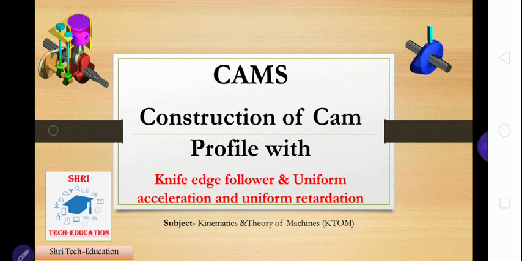In previous videos we have seen the knife edge follower with uniform velocity, and the knife edge follower with simple harmonic motion. So this is the third case, where we have to see the knife edge follower with uniform acceleration and retardation motion. So let us start with the problem.